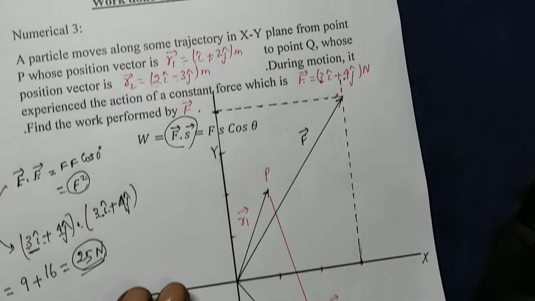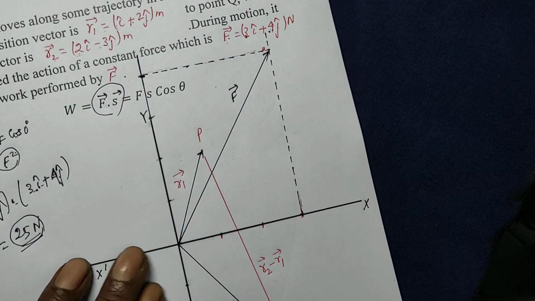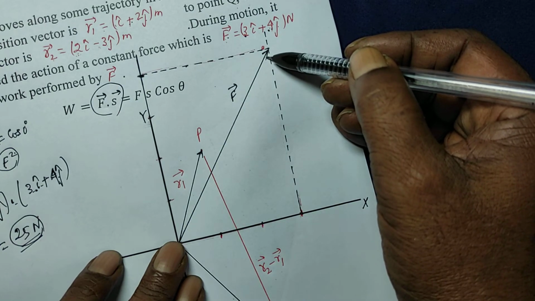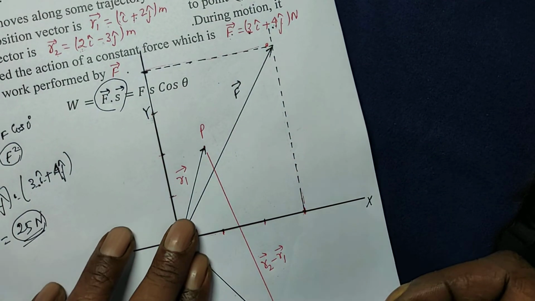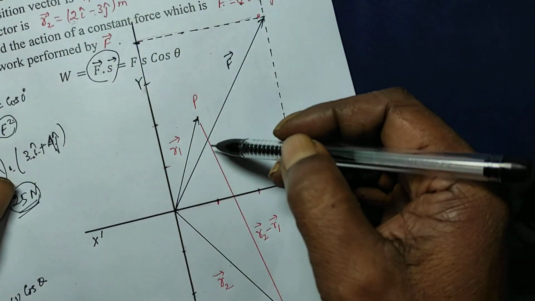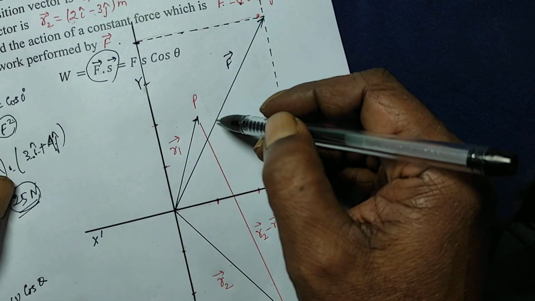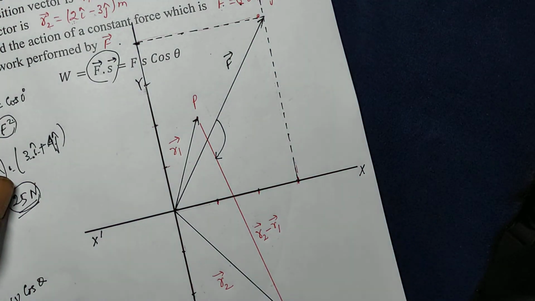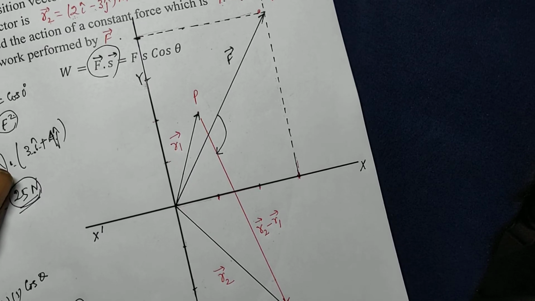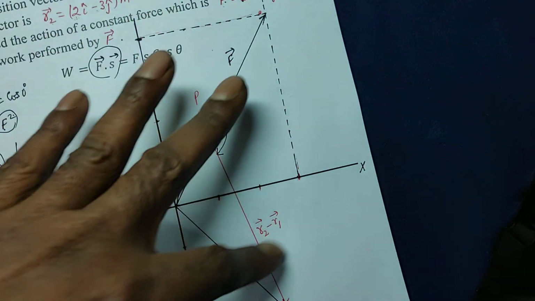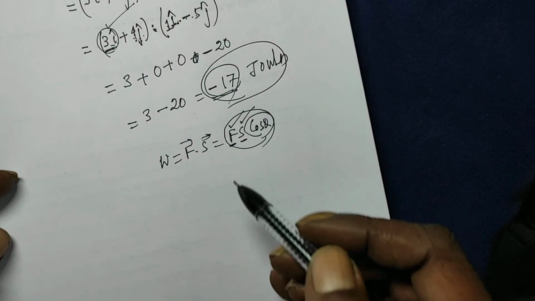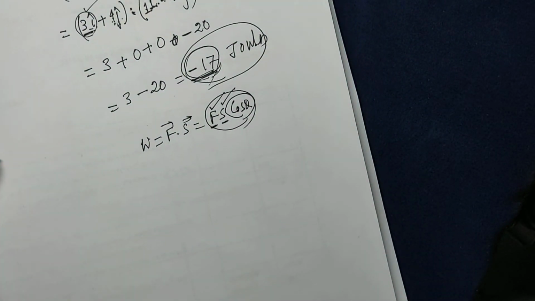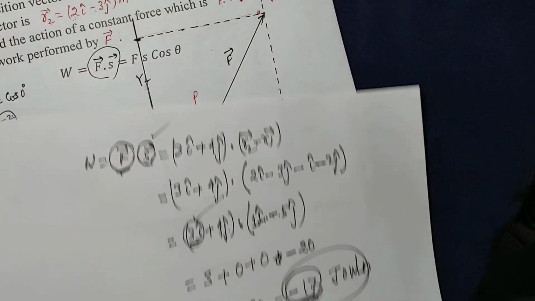Now you can well imagine that here in the diagram also. This is the direction of the force, and this is the displacement from here to here. So the angle between the force and the displacement, if you look at it, this angle is greater than 90. Therefore, cos theta is negative. Therefore, the work done is negative. So by drawing this diagram, the concept of negative work done is clear, right? So that is all about this problem.